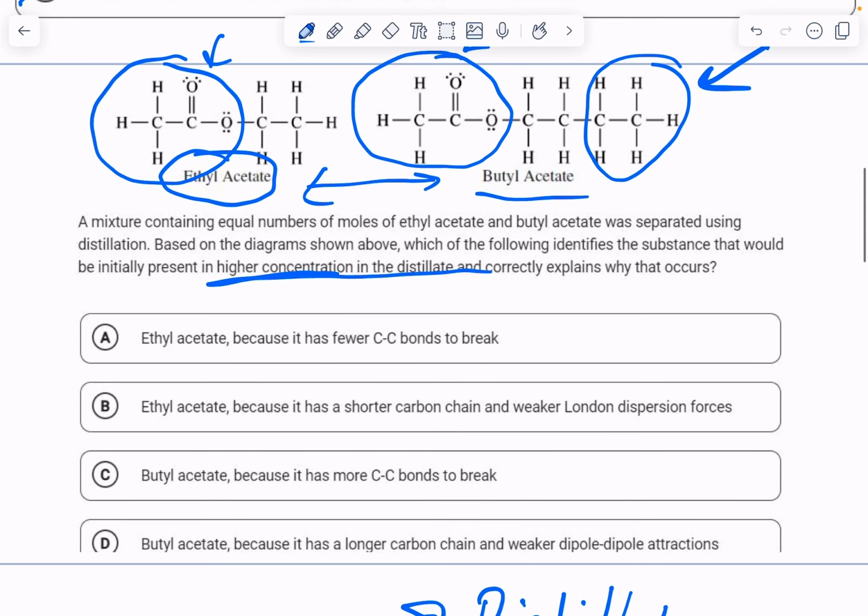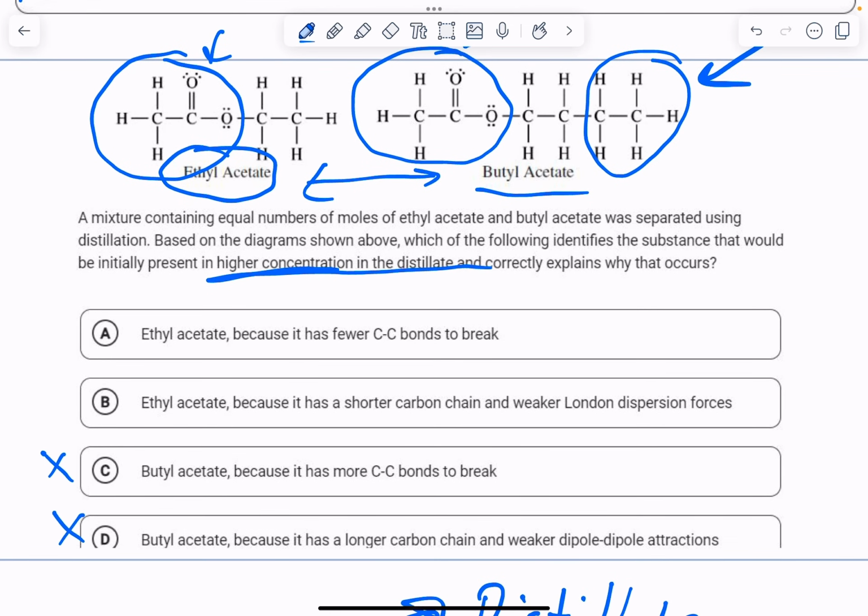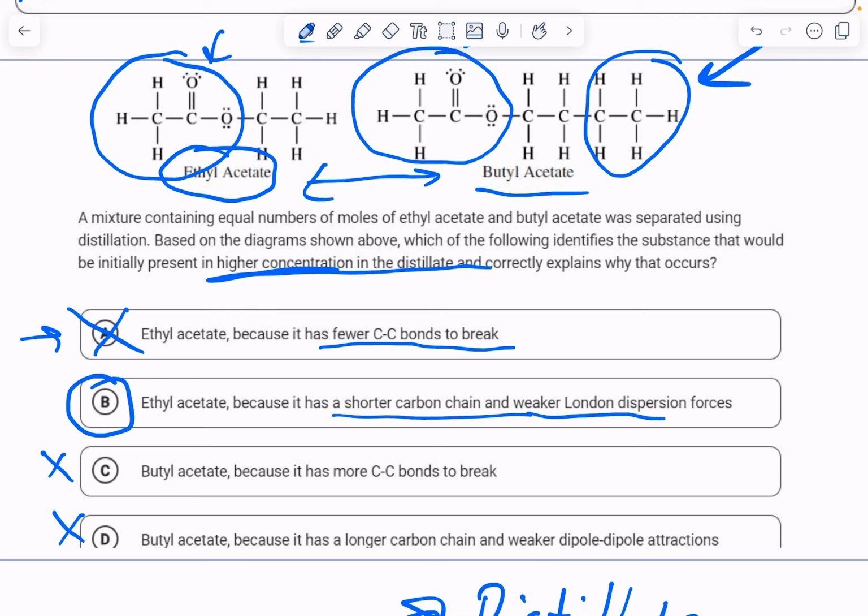So looking at these answer choices, we know C and D aren't right because they're assuming that butyl acetate is going to boil off first, but we know it's ethyl acetate. Right here, A is not right because it's talking about breaking bonds, and boiling is not breaking bonds, it's breaking intermolecular forces. They're going to put this in the test to try to throw you off, okay? And B is the right answer because, yes, it's talking about how it has a shorter chain and weaker London dispersion forces compared to butyl acetate. So definitely B is the right answer here.